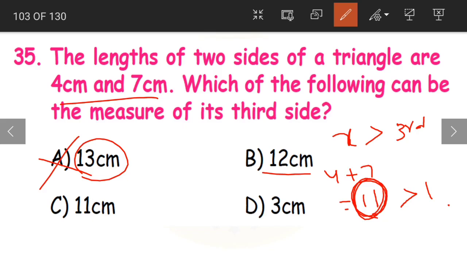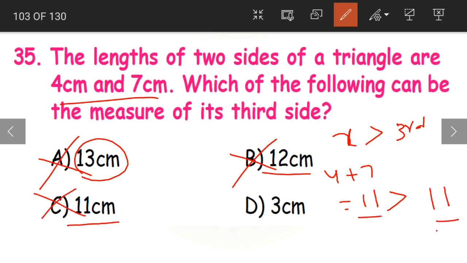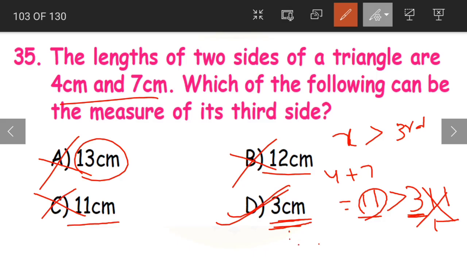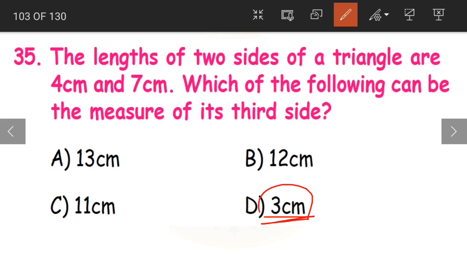Now the next option is 12. Is 11 greater than 12? No, it is not greater than 12. So again 12 is also not our option. Now next option is 11. Now is 11 greater than 11? No, it is equal to 11. So again this is also not our answer. Now coming to the last one, 3 centimeters. Is 11 greater than 3? Yes, it is greater than 3. So 3 centimeters becomes our correct answer. Clear, children? The measure of the third side is always less than the sum of the lengths of the other two sides.